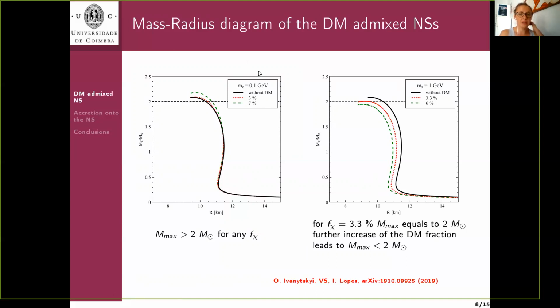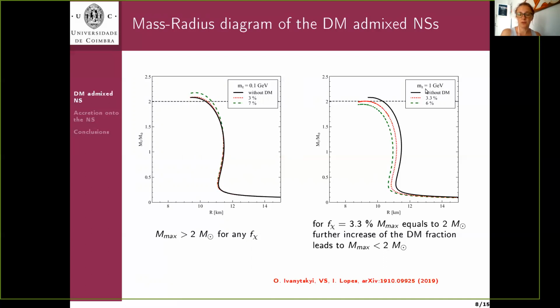You see that for very light dark matter particles, the increase of the fraction of dark matter also leads to an increase of the maximum mass. It means that for any fraction of dark matter, we are almost all the time in agreement with the two solar mass constraint, which is not the case for heavy dark matter particles.